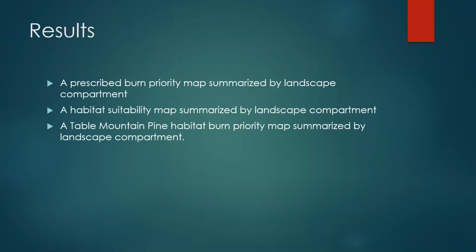The results of these analyses were several different map products. The first analysis resulted in a prescribed burn priority map summarized by landscape compartment. The second analysis resulted in a habitat suitability map. And the third analysis resulted in a Table Mountain Pine habitat burn priority map. And each of these maps can be used to better understand where Table Mountain Pine could be located and where future projects could occur to restore Table Mountain Pine to its natural habitat.